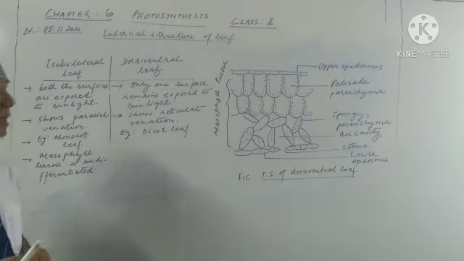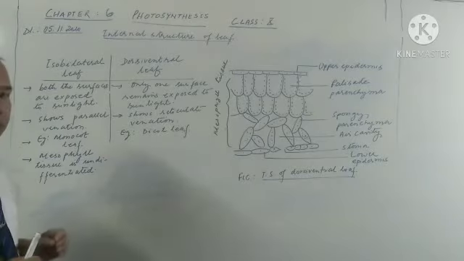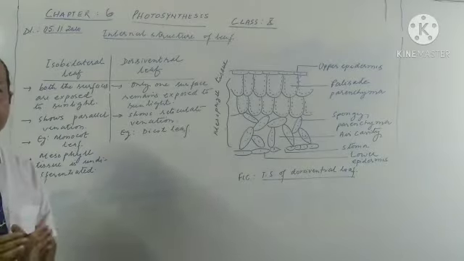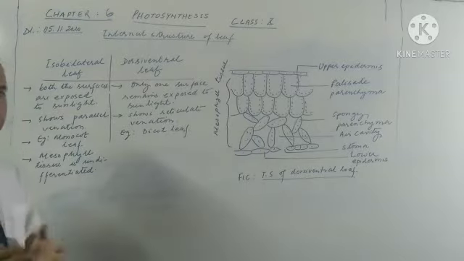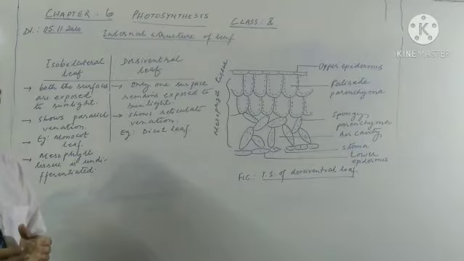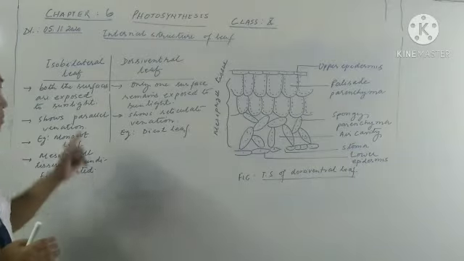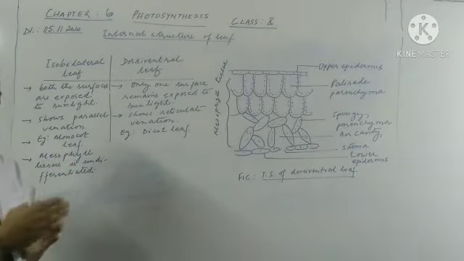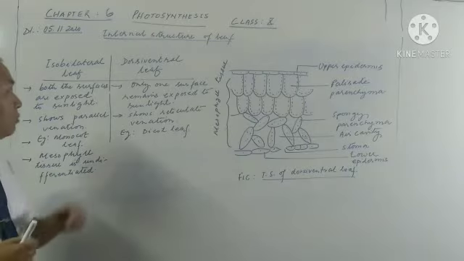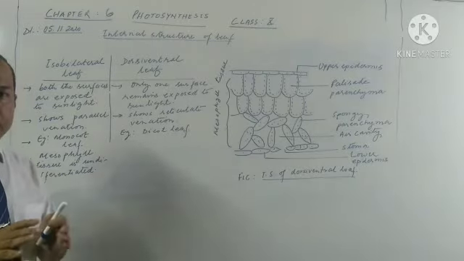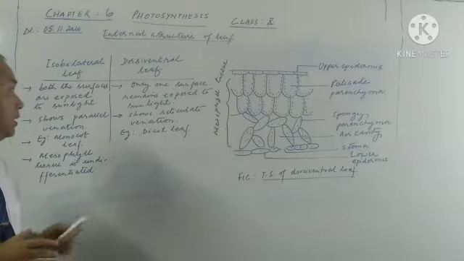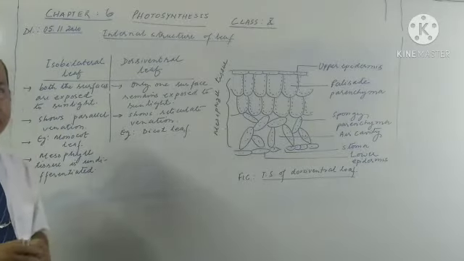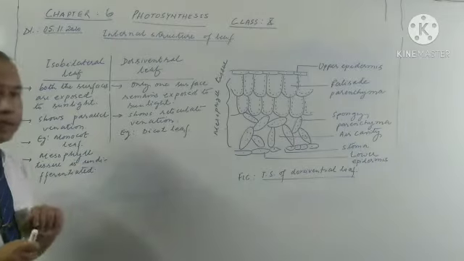The second point of difference is that you might have learned in junior classes about the venation. Venation means the arrangement of veins in the leaf, like banana leaf, rice leaf, grass leaf. They show parallel venation, in which the veins run parallel to each other. And in case of dorsiventral leaf, the veins form a net-like structure. Such type of venation is called reticulate venation. So they show reticulate venation.